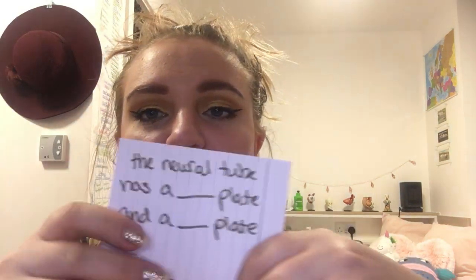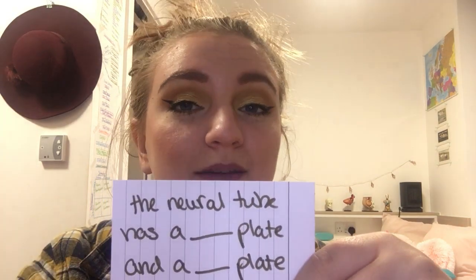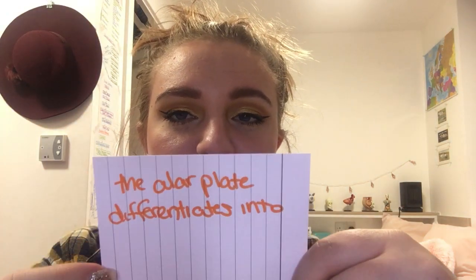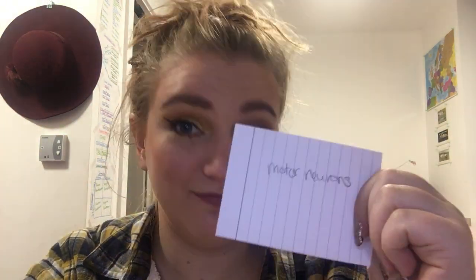The neural tube has a blank plate and a blank plate. What are those two plates? Those are the alar plate and the basal plate that are in the neural tube. That alar plate differentiates into, what does it turn into? Becomes sensory neurons. The basal plate differentiates into the other kind of neurons. It turns into the motor neurons.